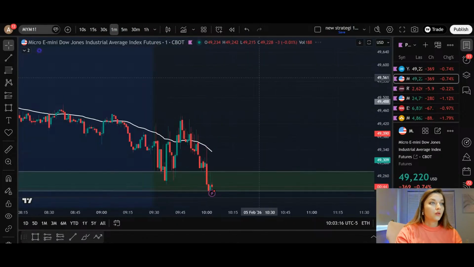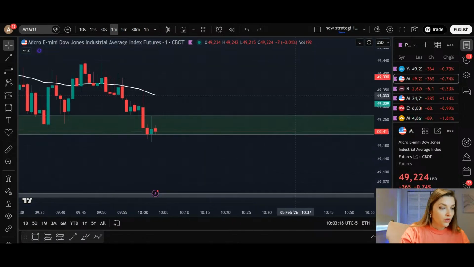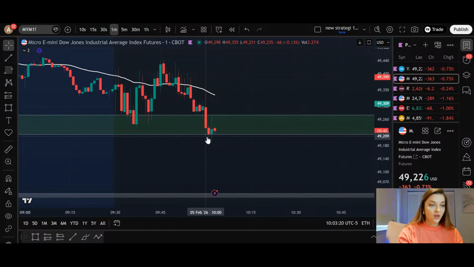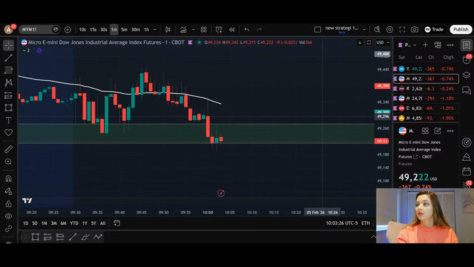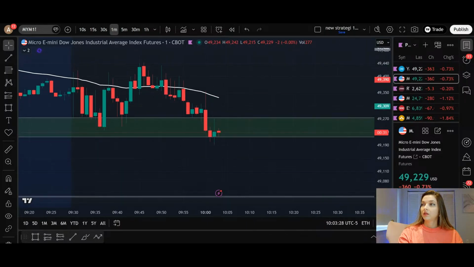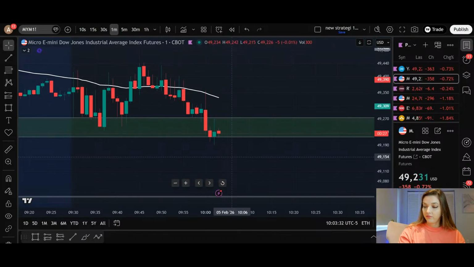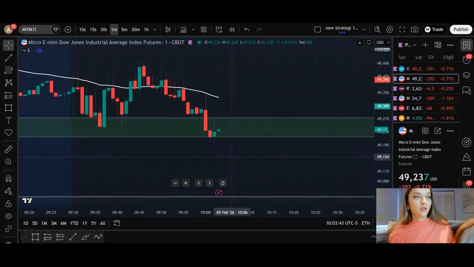Let's go to 1 minute. Okay, I can see the price wants to break this. I have a beautiful EMA rejection here. I really like this. So if the price is going to break this and give me a retest, I'll probably go on a short. Let's see.